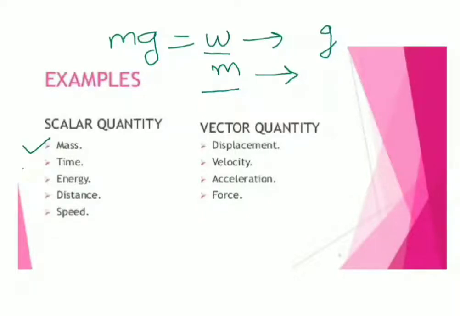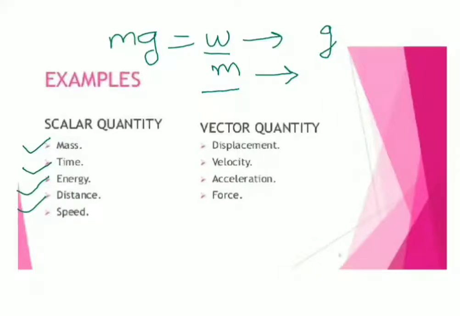Again we have time. Time is again a scalar quantity because it doesn't have any kind of direction, and you already know about the mass. Energy. Energy is present in every body, but again we don't have any kind of direction when we talk about energy, so energy is a scalar quantity. Same for distance. If one person is moving, it covers some distance but direction is not given in that particular case, so distance is also a scalar quantity.